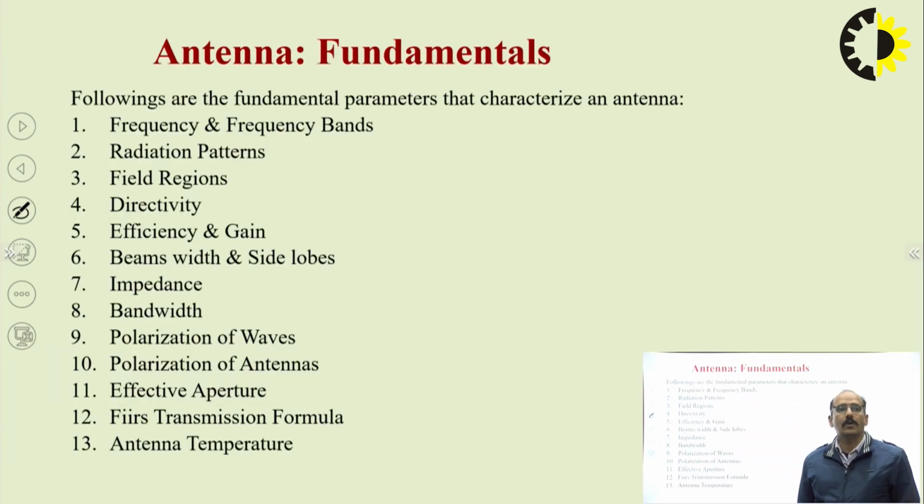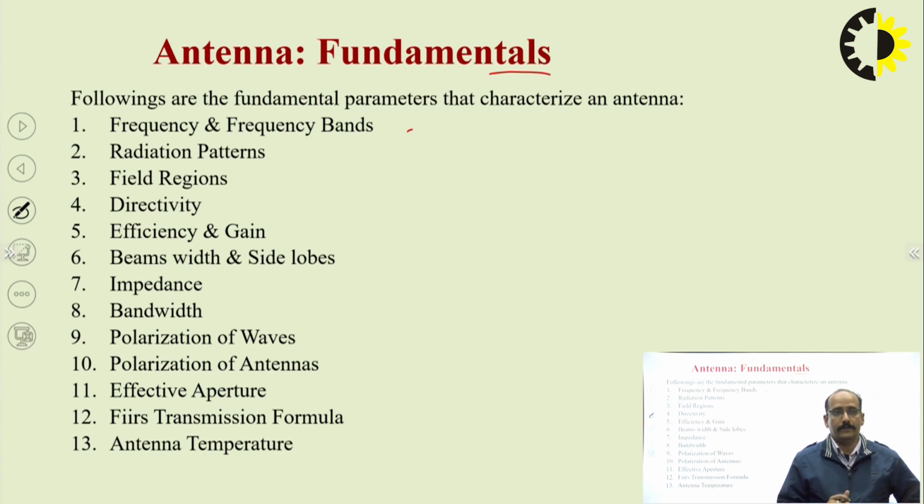When we are talking about antennas, basically that is about antennas, but when we want to describe what an antenna actually is in technical terms, we need the fundamental parameters of an antenna. When we design any antenna, these 13 or more points are required to define an antenna.